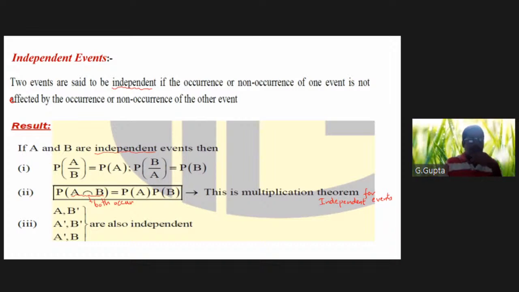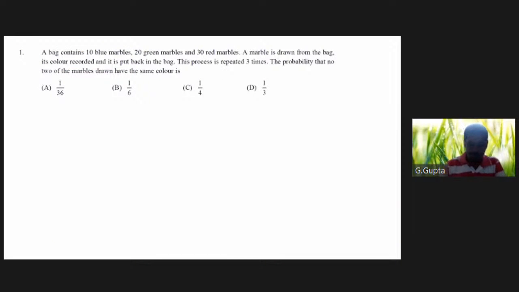Number 3. When A and B are independent, A comma B dash, A dash comma B dash, and A dash comma B are also independent. Because the occurrence or non-occurrence of one event is not affected by the occurrence or non-occurrence of the other event. So based on this, I will go to one example.